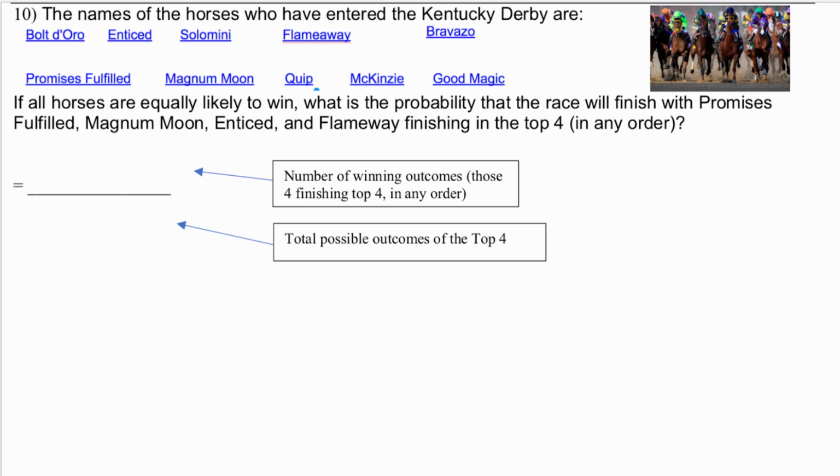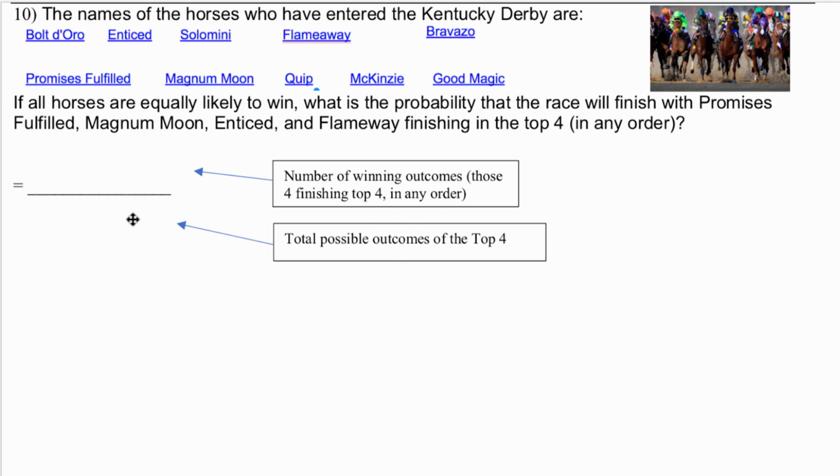All right, last question. Let's say in the Kentucky Derby, I've got these horses, 1, 2, 3, 4, 5, 6, 7, 8, 9, 10. There's 10 possible horses. Let's say all horses are equally likely to win, so it's just kind of random. What's the probability the race will finish with Promises Fulfilled, this one, Magnum Moon, Enticed, and then Flameway? 1, 2, 3, 4. Those are the top 4 in any order.